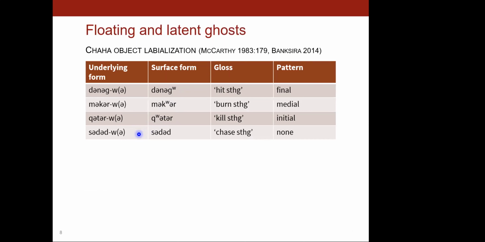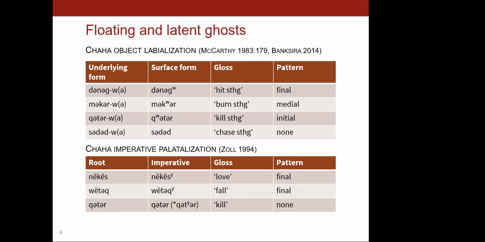Finally, in the fourth word, sadad, none of the segments in this word can host the labial feature, and so the labial feature just deletes. It disappears. We don't see it at all. We can contrast this floating ghost with a latent ghost.